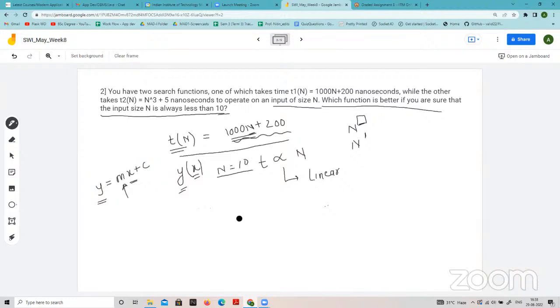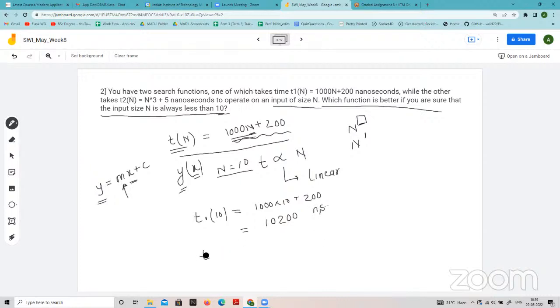Put n equals 10 in both the functions. So what will we get? T1 of 10, right? I'm putting the value of n, so it would be 1000 into 10 plus 200. So it will be 10200, and the unit would be nanoseconds. Okay, it is given in nanoseconds.